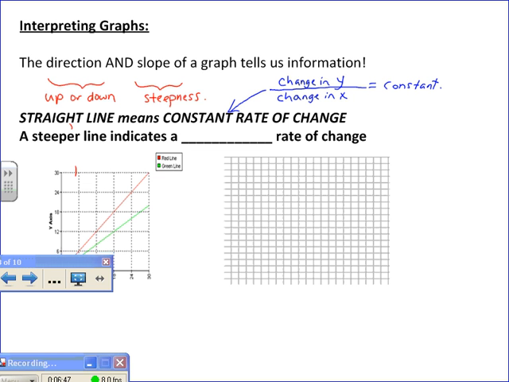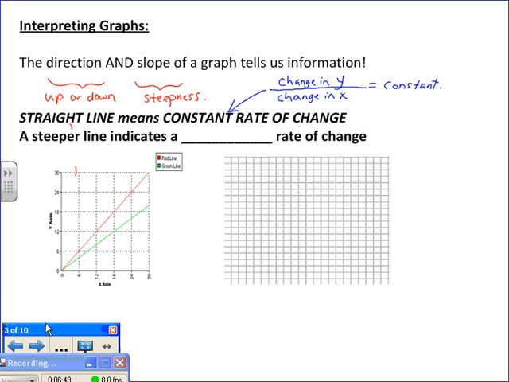This is always true. Straight lines tell us that we have a constant rate of change, or in other words, a constant slope. A steeper line indicates a faster rate of change. So the steeper the line, the faster y is changing with x.